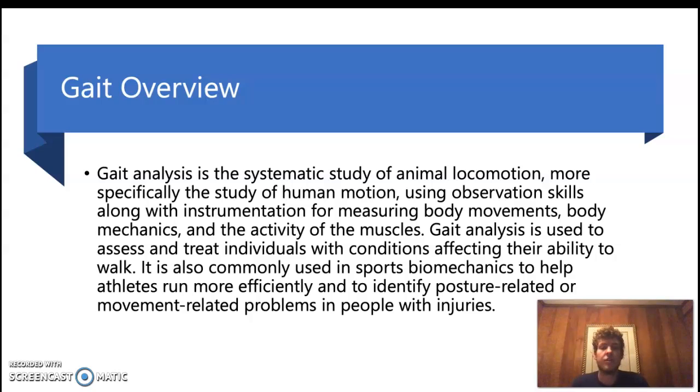We use our observation skills along with instrumentation that allows us to measure human body movements and how the body moves mechanically and activation of the muscles. This can also be observed in other things such as weightlifting, like with EKGs, electrocardiograms, but on the muscles. They're usually used for heart function and things like that, but there's many tools that you can use to see how the muscles work in individuals and how people move most optimally and efficiently.